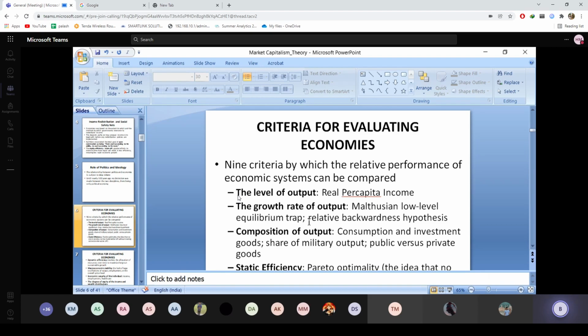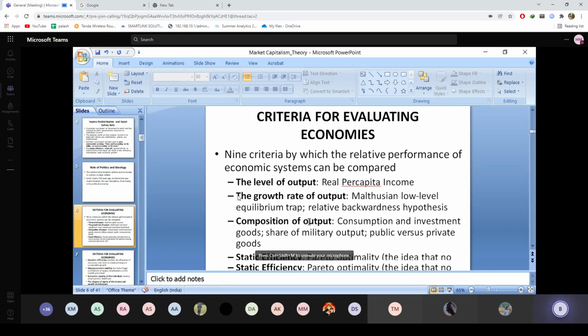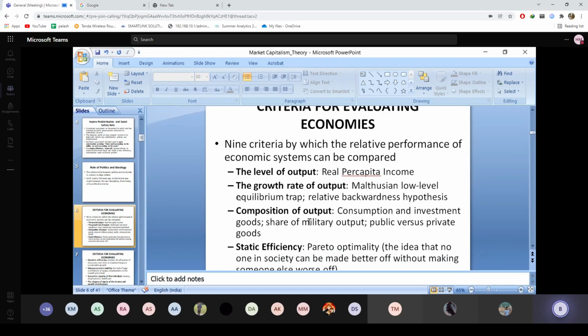So these are basically two hypotheses that people use to look at economies on the basis of the growth rate of output. We have the Malthusian low-level equilibrium trap, where people don't have surplus to buy technology from other advanced countries to produce more. Whereas in the case of the relative backwardness hypothesis, the low-income or middle-income countries have surplus and can use it to buy modern technology from advanced economies and try to catch up with the developed countries. Then the third criterion that can be used to evaluate economies is the composition of output.